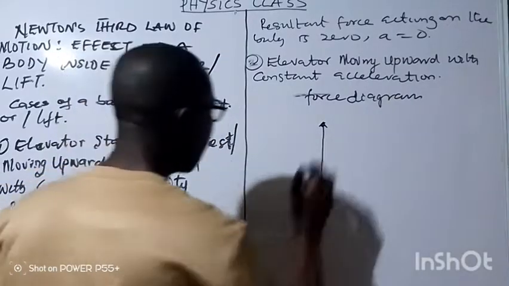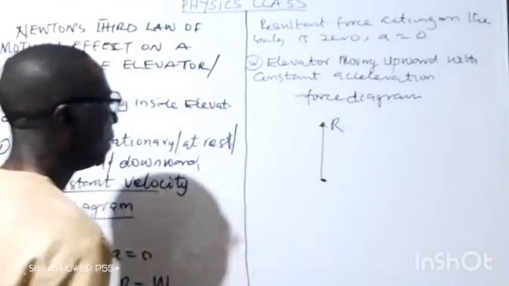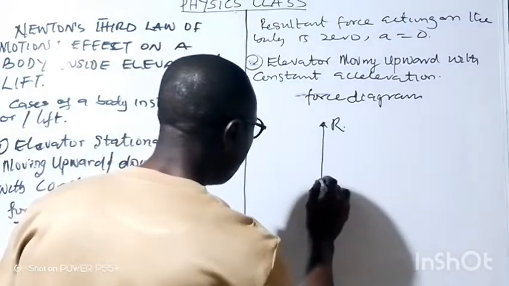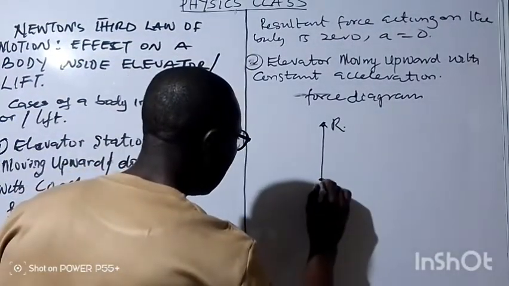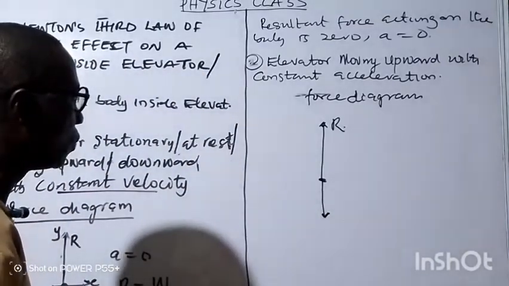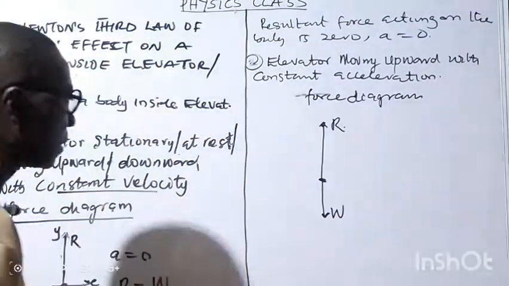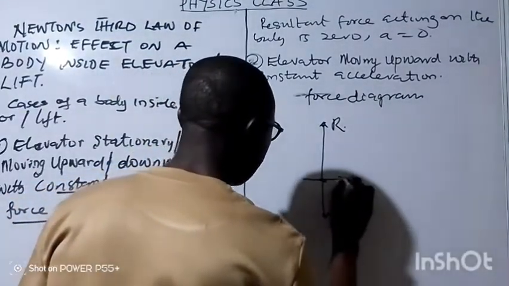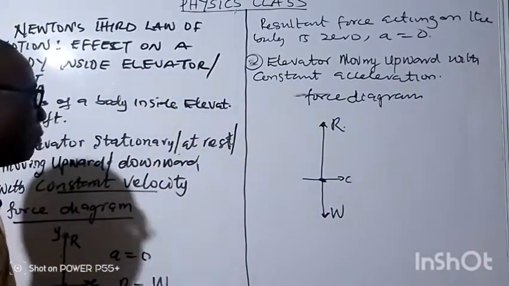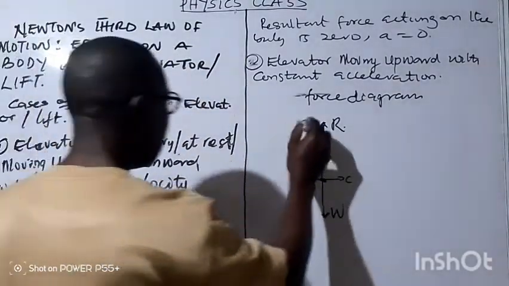Then the reaction produced by the floor of the elevator, we say it will be greater than the weight of the object. If you look at this, our two vertical arrows, this is the weight of the object that will produce the action. This is the horizontal, that is the x-axis. Mind you, this one is dealing with vertical motion, so the x-axis is automatically equal to 0. So it remains the y-axis.